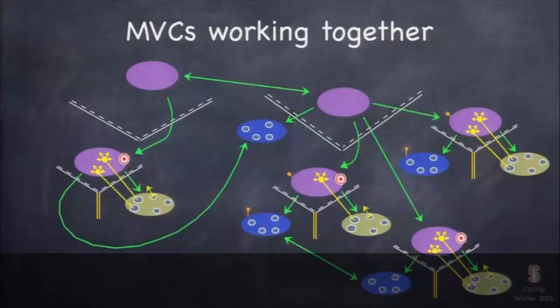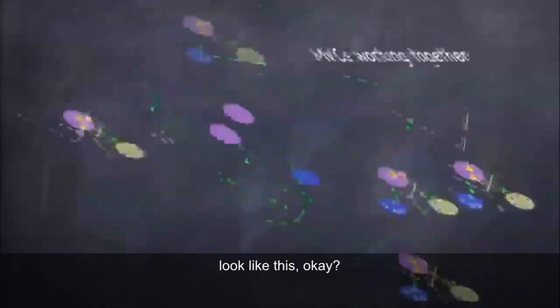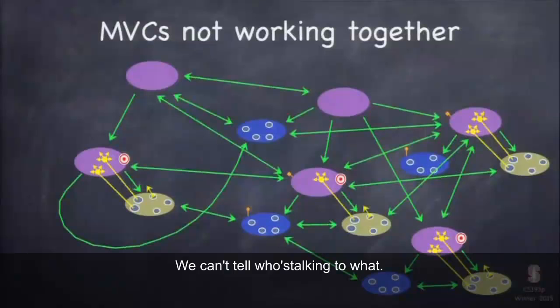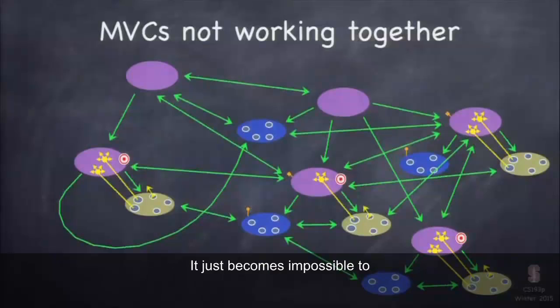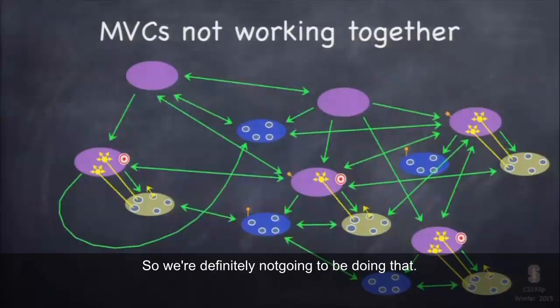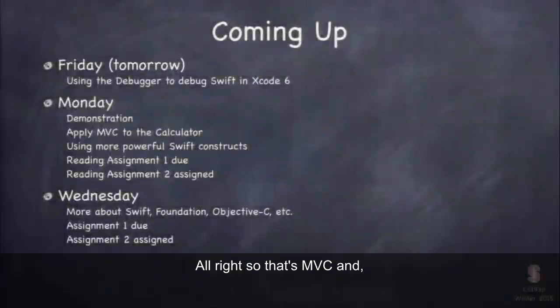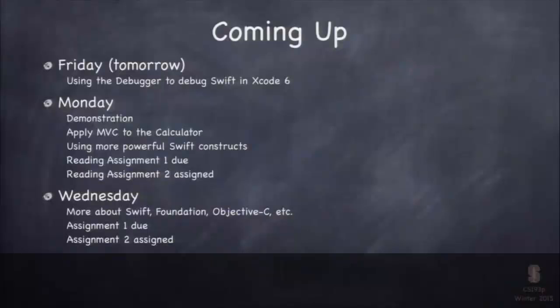Any question about that? So we definitely don't want to be having designs that look like this, where everybody's talking to everybody and we can't tell who's talking to what. It's just impossible to debug a program like this, and it doesn't scale. You can't build really big programs this way. It just becomes impossible to know how touching anything would break everything. So we're definitely not going to be doing that. All right, so that's MVC, and like I said, on Monday we'll apply MVC to our calculator.